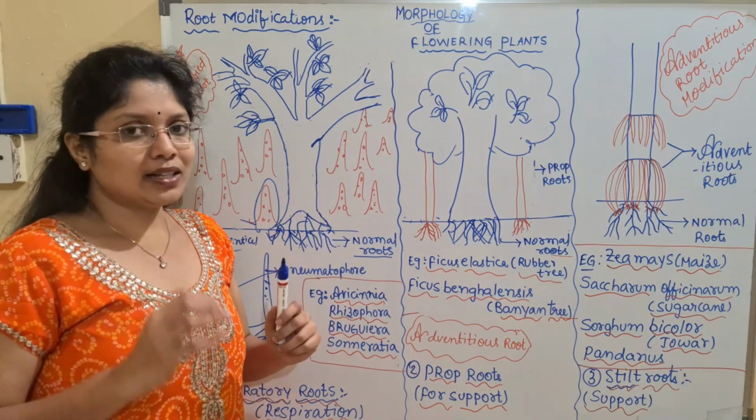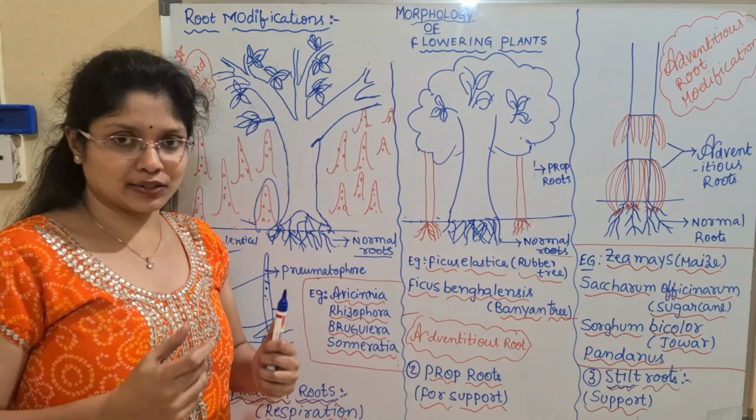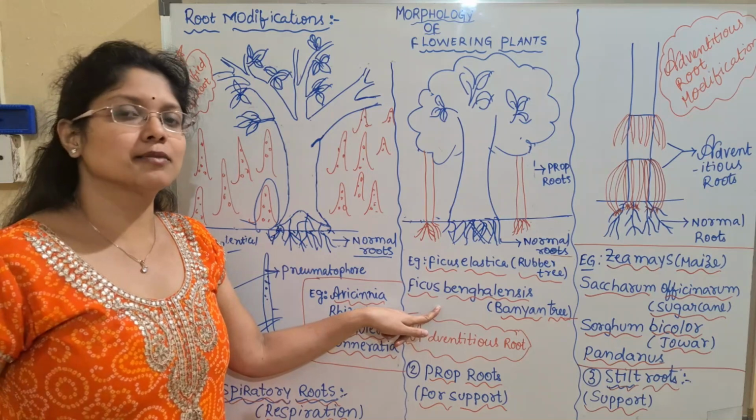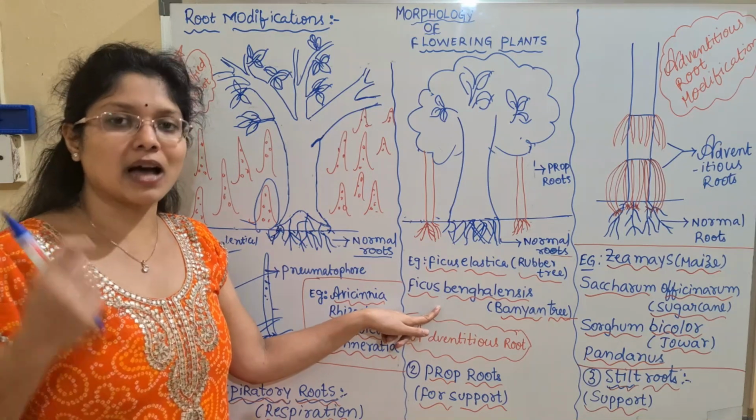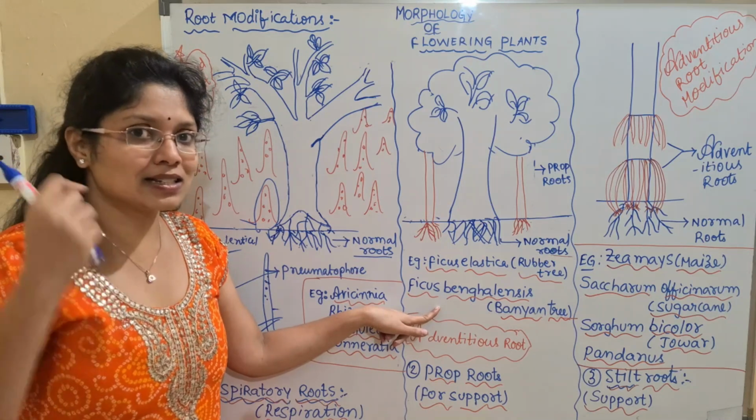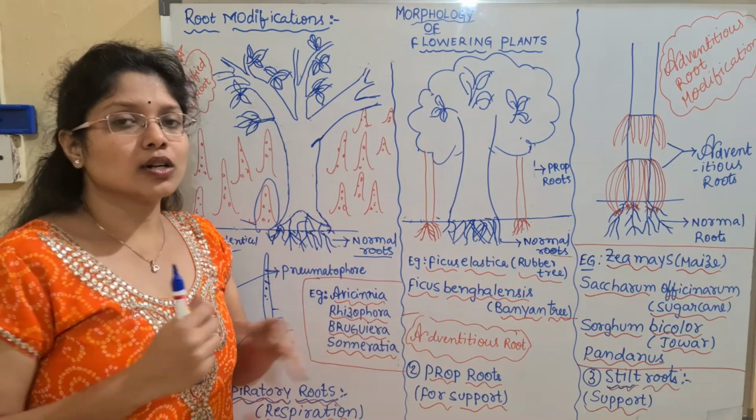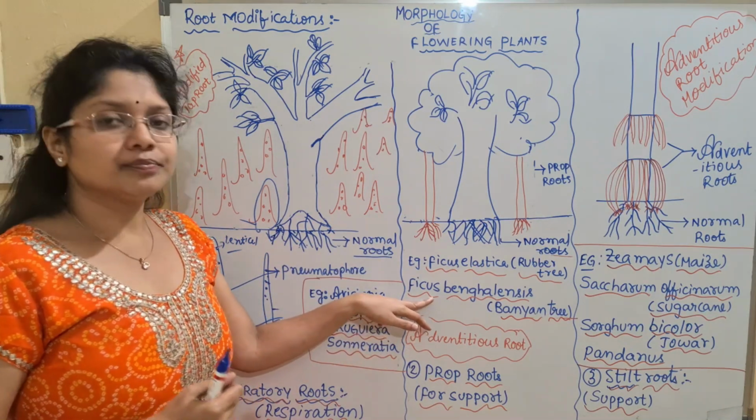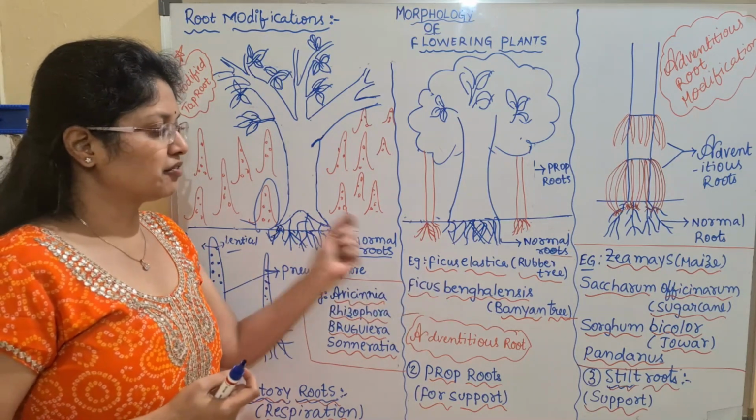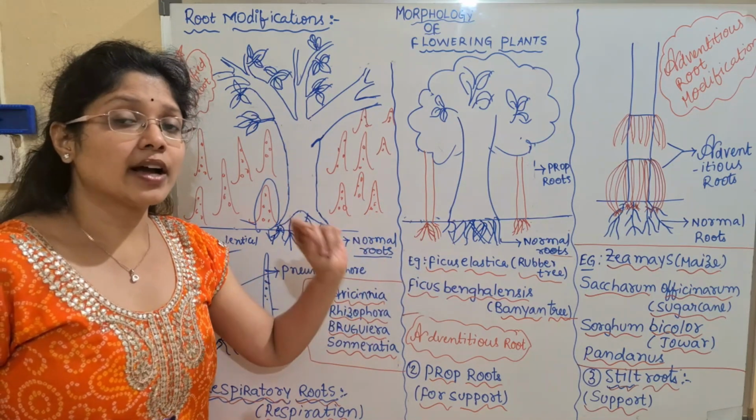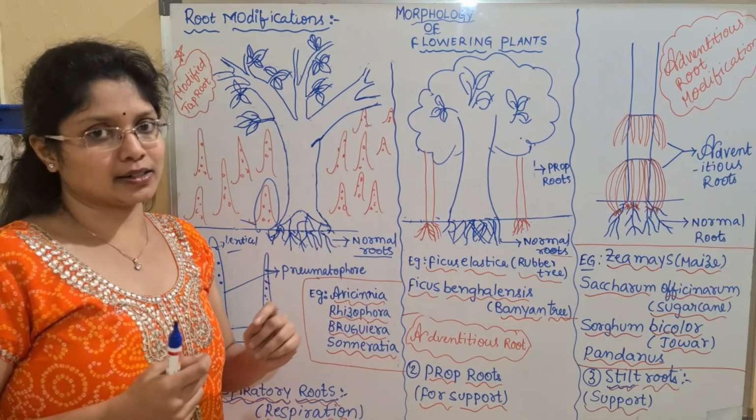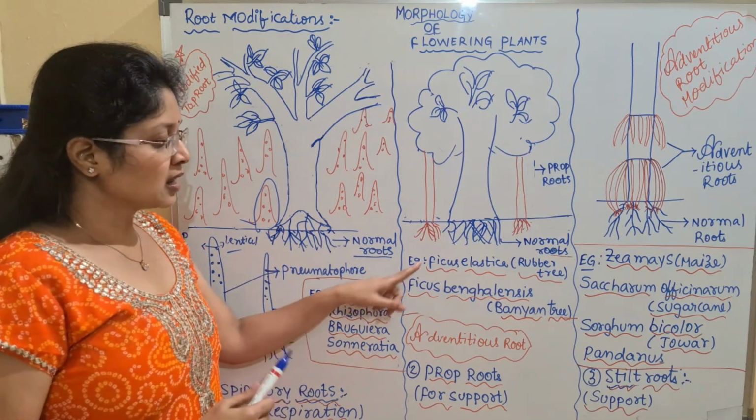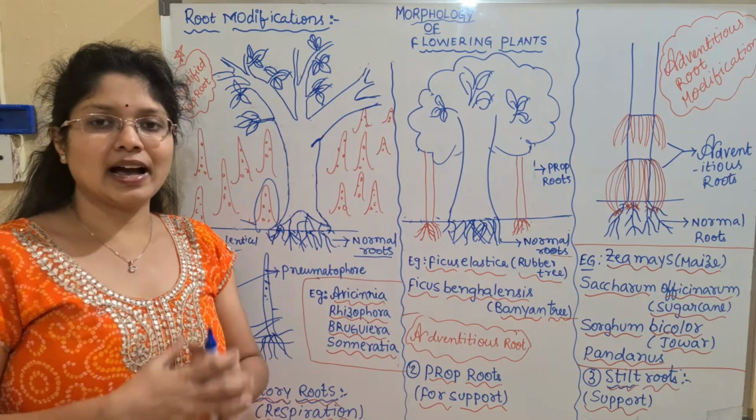Generally these prop roots are seen in the banyan tree or Ficus. What is the scientific name of the banyan tree? Ficus bengalensis is the banyan tree, and Ficus elastica is the rubber tree. Rubber tree and banyan tree both belong to the same family, and hence they have the common generic name Ficus. Many other plants have prop roots, but mainly we have two important examples to learn here.